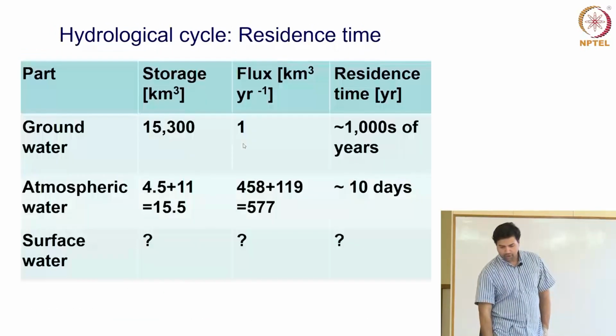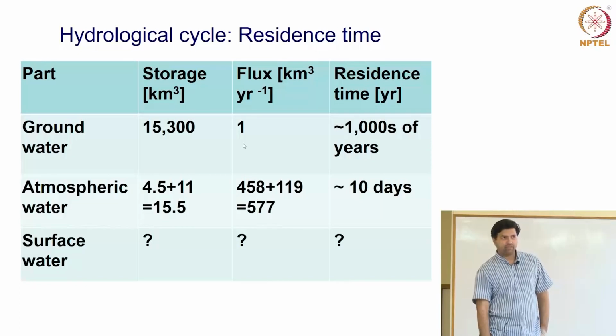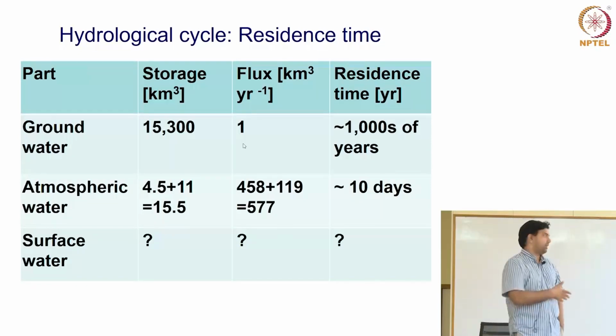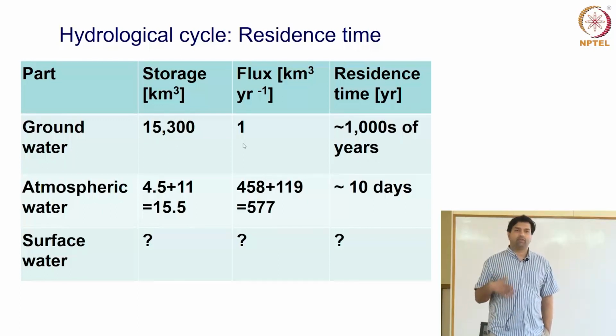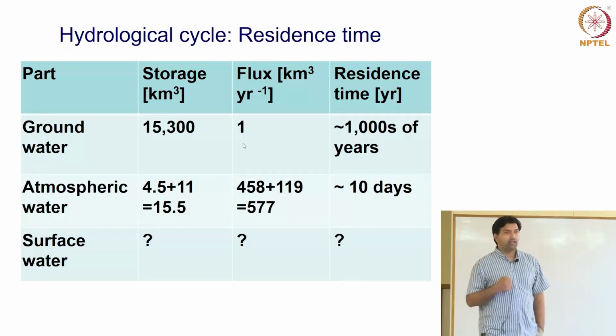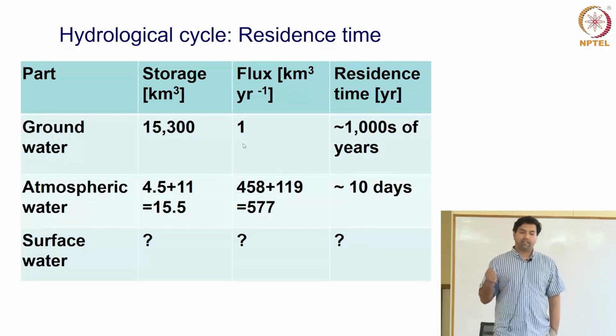As a result, your detention time or residence time is fairly low, a few days, about a fortnight. They say weather systems last about 1 to 2 weeks. So this is where it comes from. The time that water stays in the atmosphere is orders of magnitude smaller than how long it stays, for example, in the groundwater.